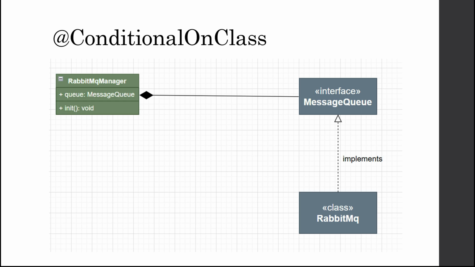What we are going to do is create a bean for RabbitMQManager conditionally. The condition would be that if RabbitMQ is present in the classpath, then only the bean for RabbitMQManager would be created. If the RabbitMQ class is not present in the classpath, then the bean for RabbitMQManager would not be created.